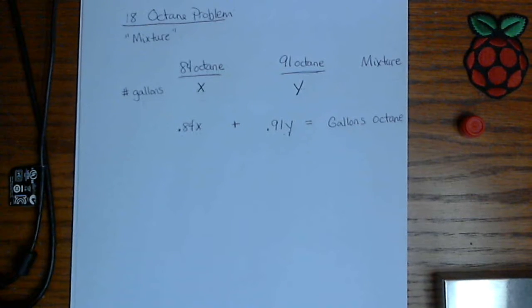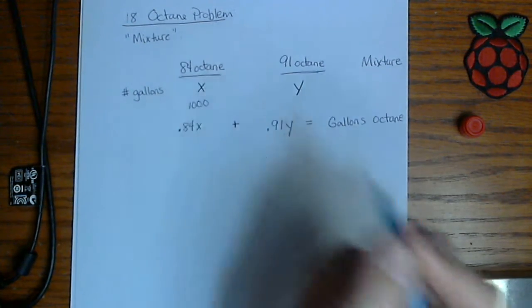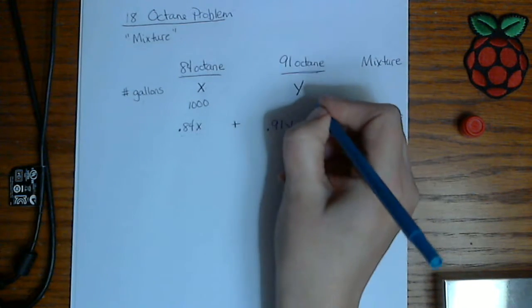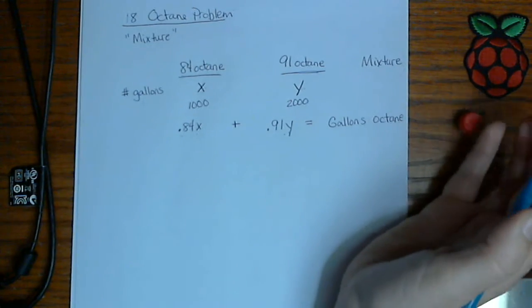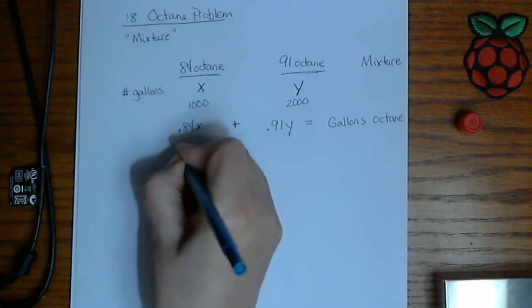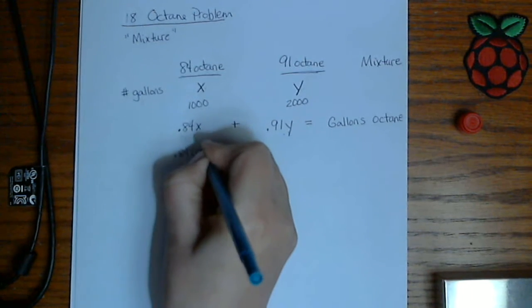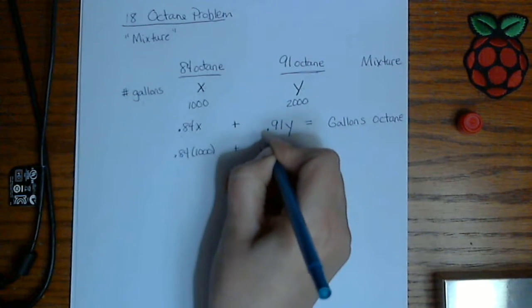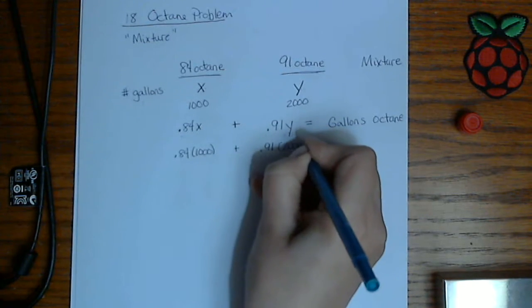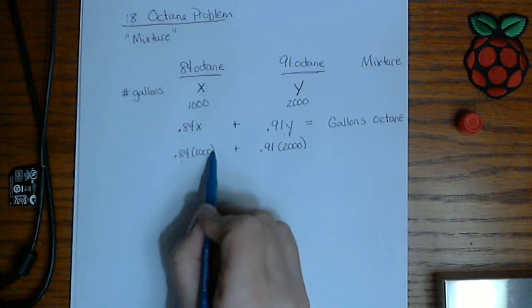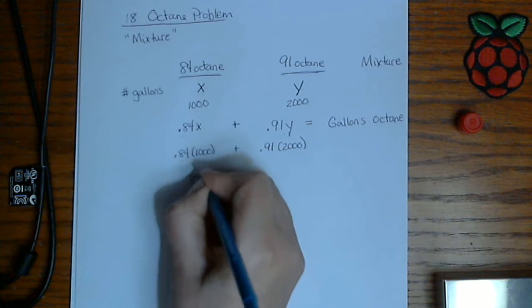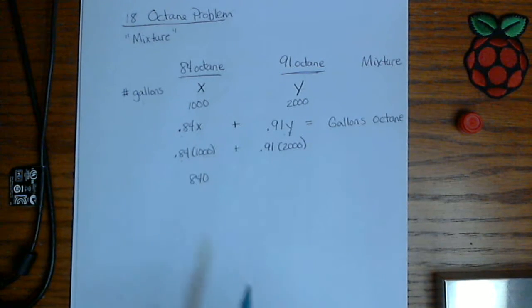Part B says, evaluate the expression if 1,000 gallons of 84 octane gas, so now we have 1,000 here instead of X, and if 2,000 gallons of the 91 octane gas are mixed together. So how much octane would there actually be? In this case, you do 0.84 times 1,000, and you'd add that to 0.91 times 2,000. 0.84 times 1,000, well, when you multiply by 1,000, you move that decimal place 3 times, so it would be 840 gallons of octane in this part of it.